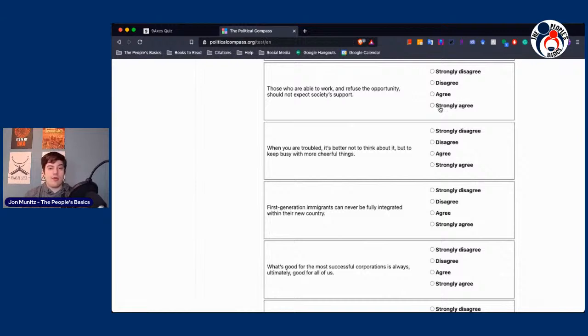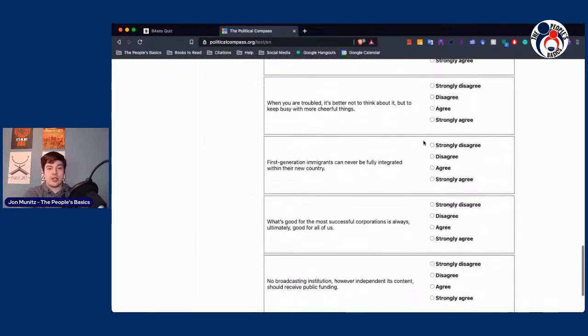Next, those who are able to work and refuse the opportunity should not expect society support. Strongly disagree. Every person in the society should have some expectation of support from society. I think, obviously, they shouldn't be afforded comforts, but basic standards of living, yeah. Because I think the notion that work is the only way someone can contribute value is a false notion. And when we do this, we end up causing harm to those who are looking to contribute, because we just want to penalize those who we think are not contributing. So I strongly disagree with that notion.